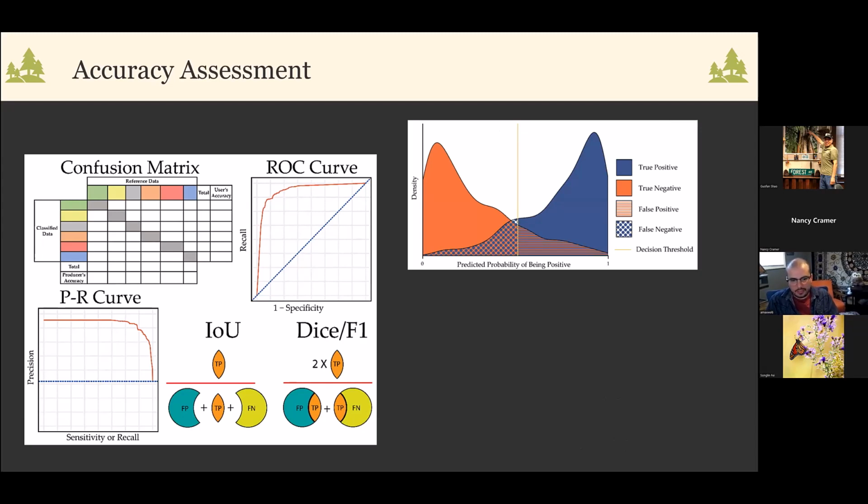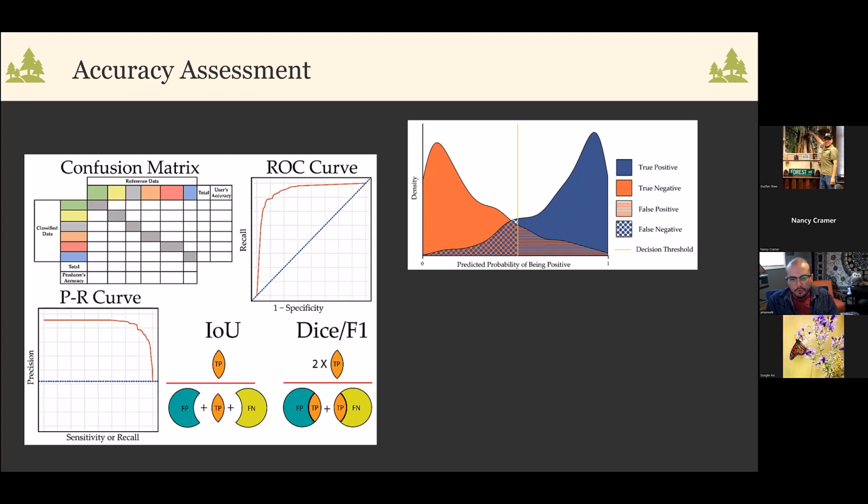Kappa, for example, has kind of gone out of favor because it does have some known issues, and there have been other things that have been suggested, like quantity disagreement and allocation disagreement, or the map image classification efficacy measure. I think the important thing about accuracy assessment metrics is that you choose metrics that actually assess what you want to assess.